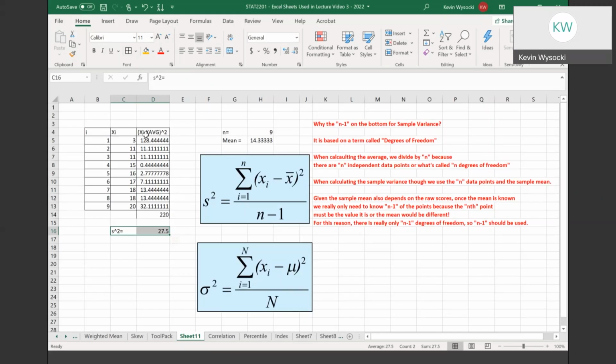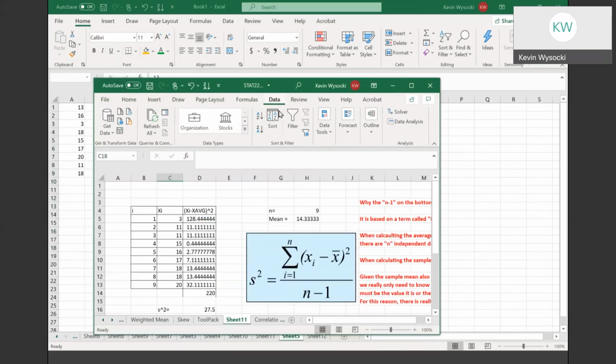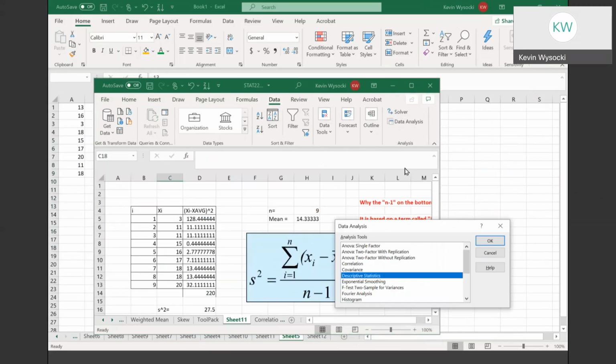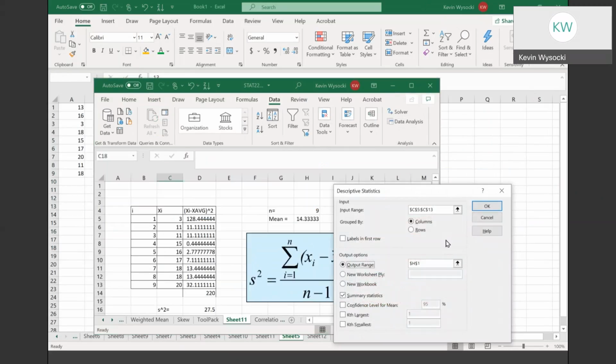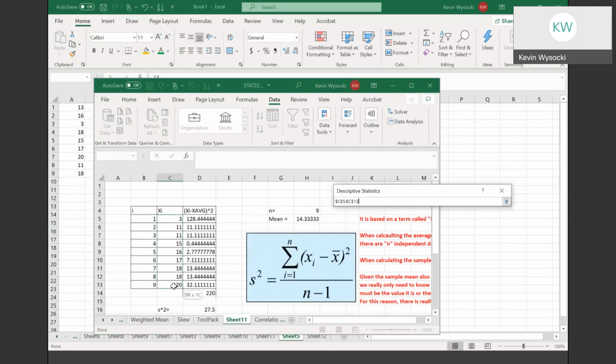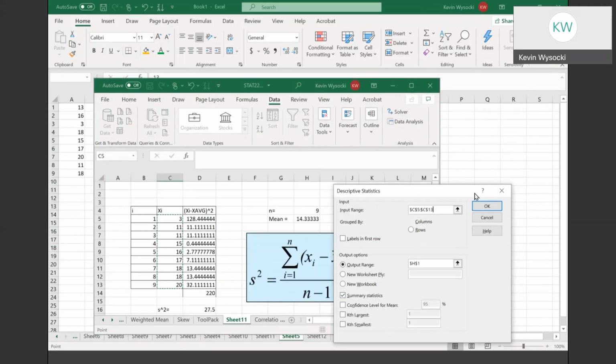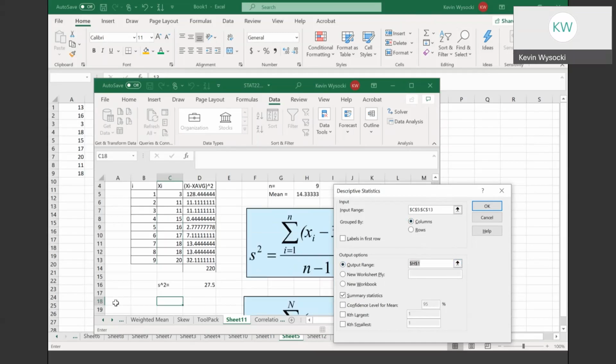All right, so that's the long way to calculate the sample variance. We could use just the descriptive statistics in the data analysis, so I'm just going to do that here. Data, and data analysis. And we're going to pick descriptive statistics. The input range is, we highlight our raw data. We have our output range. I'm going to make the output range down here. And we want summary statistics.